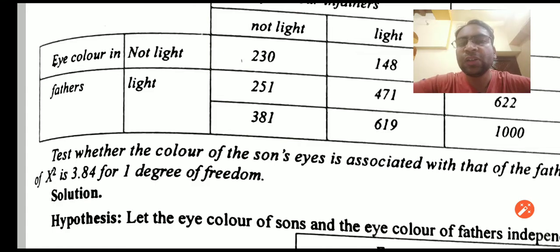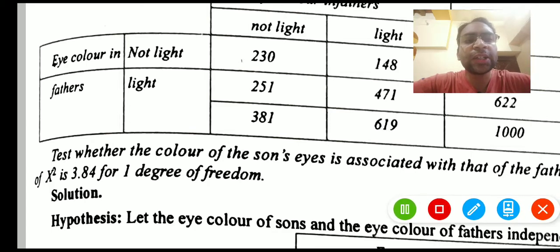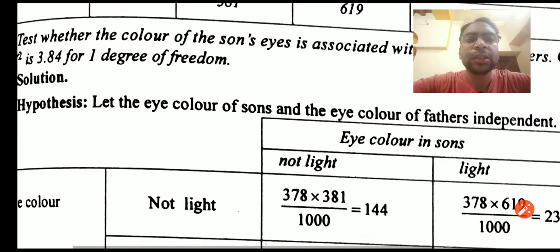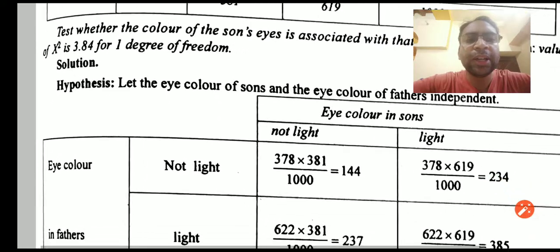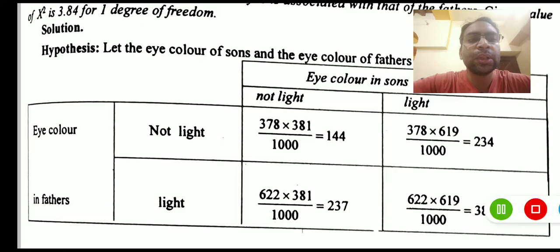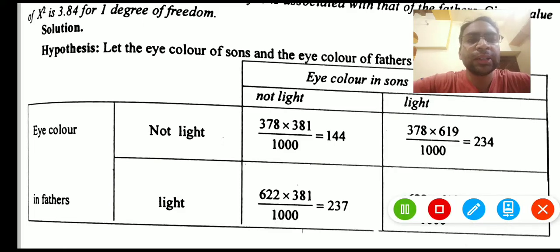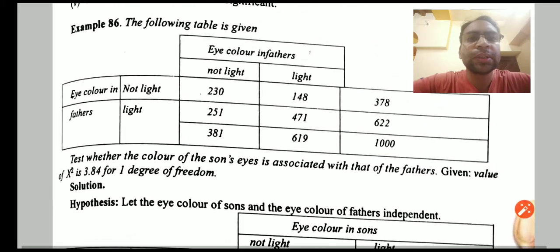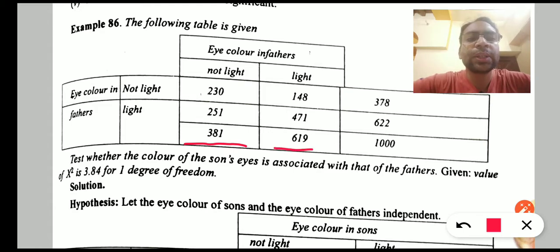The standard value of chi-square is given here. This is 3.84 for 1 degree of freedom. So now let's see the table. Now we need to calculate the frequencies. How are the frequencies calculated? If you can see the table, this is the total of not light, and this is the total of light.